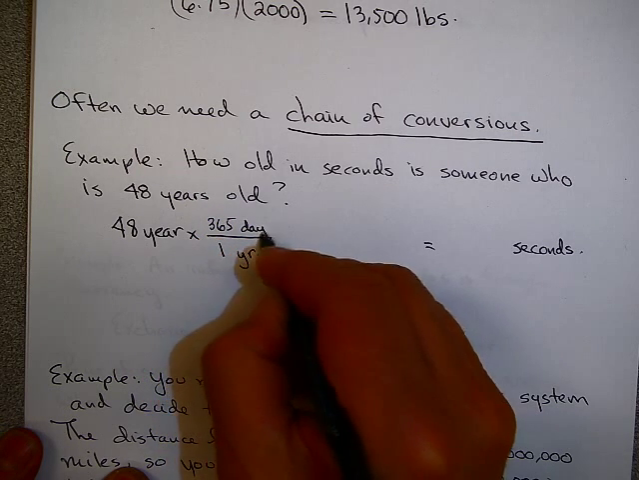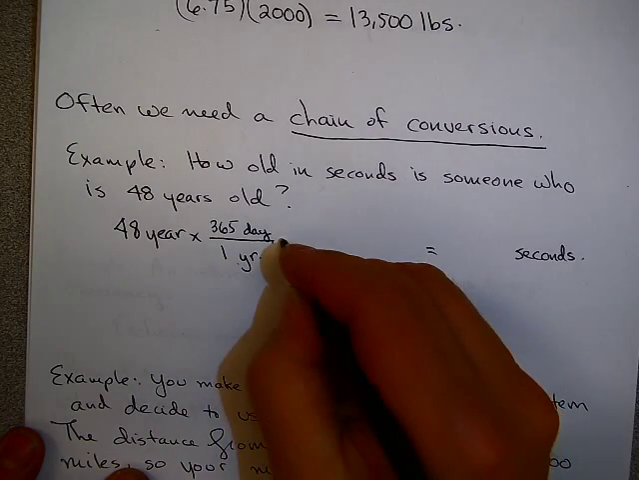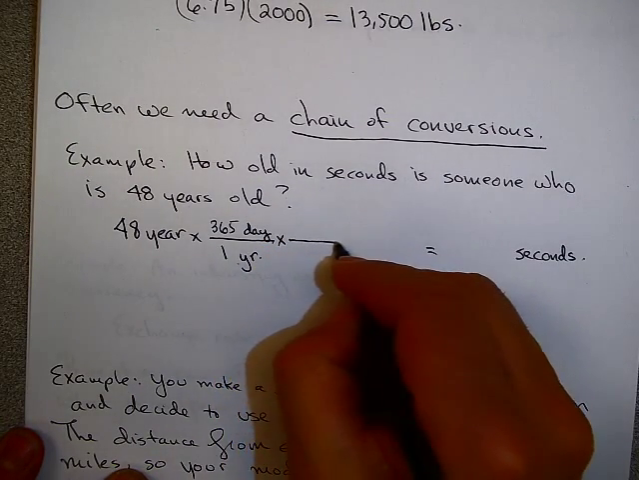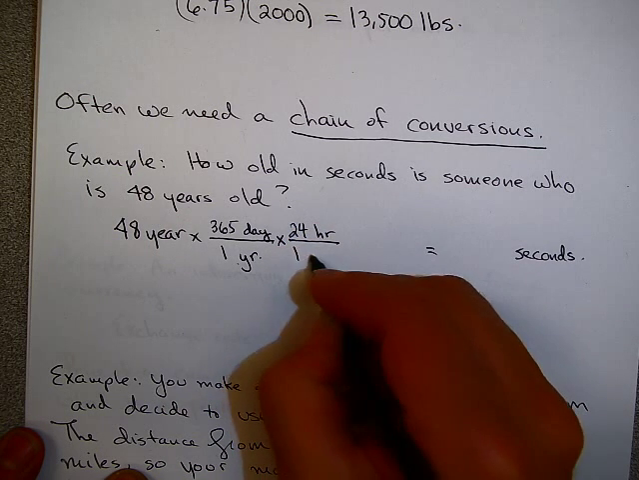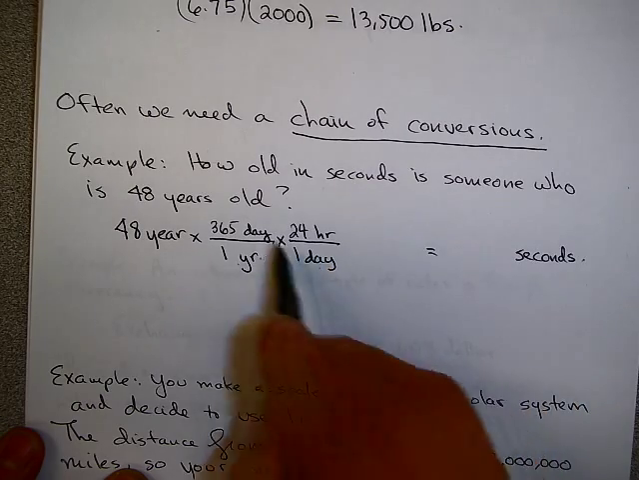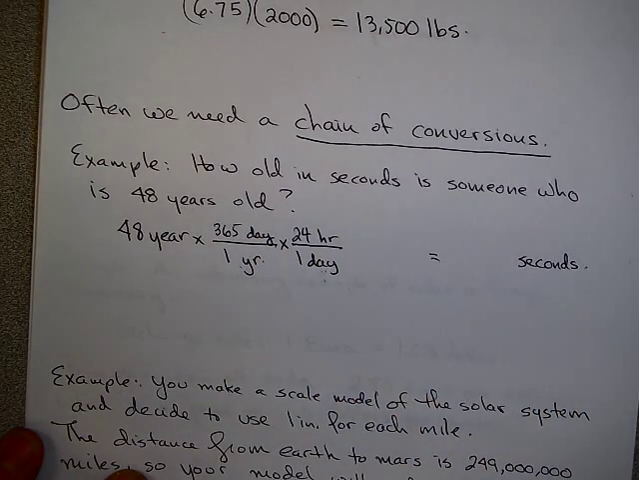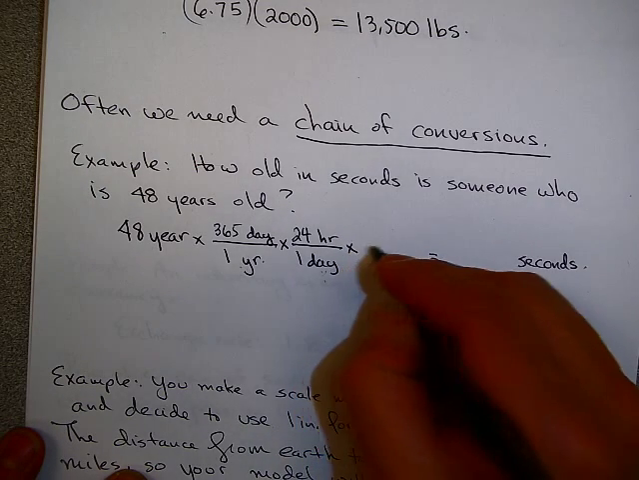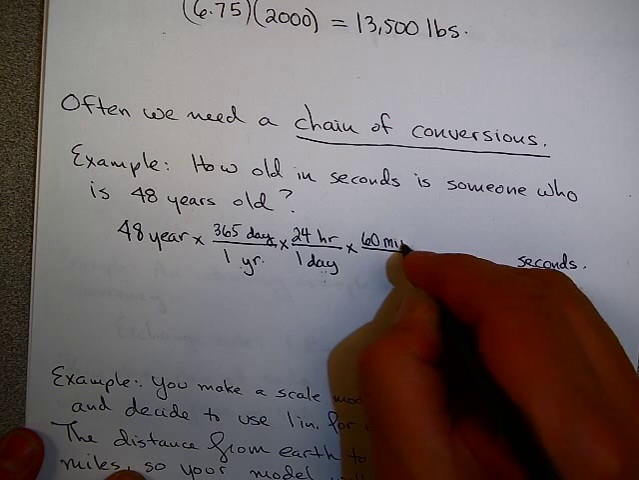And this multiplication right here will give me how many days are in 48 years. And you probably also know that there are 24 hours in 1 day. So this conversion would allow me to divide out days and have how many hours there are in those 48 years. And you probably also know that there are 60 minutes in 1 hour.